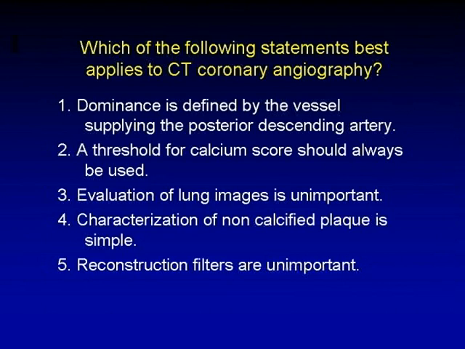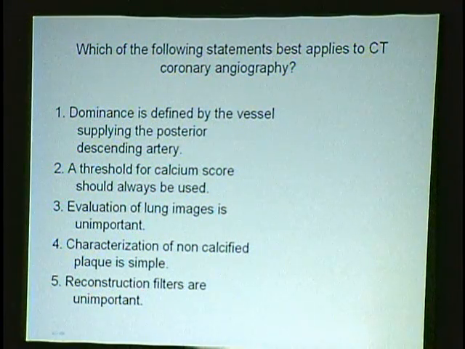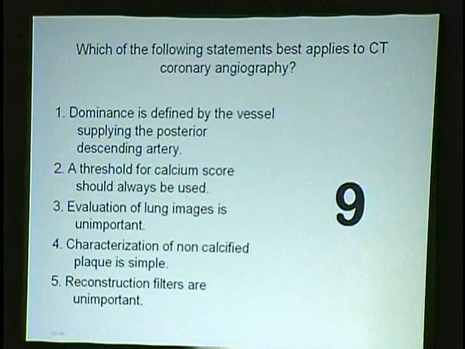So which of the following statements best applies to CT coronary angiography? Is it 1, coronary artery dominance is defined by the vessel supplying the posterior descending artery? Is it 2, a threshold for calcium score should always be used? Is it 3, evaluation of lung images is unimportant? 4, characterization of non-calcified plaque is simple? And 5, reconstruction filters, that's image reconstruction filters, are unimportant. So if you'd press your response, and I'd be looking forward to this being a 100% correct answer.